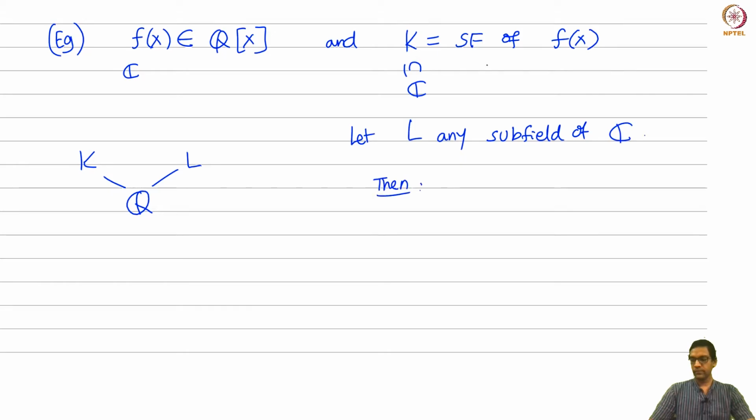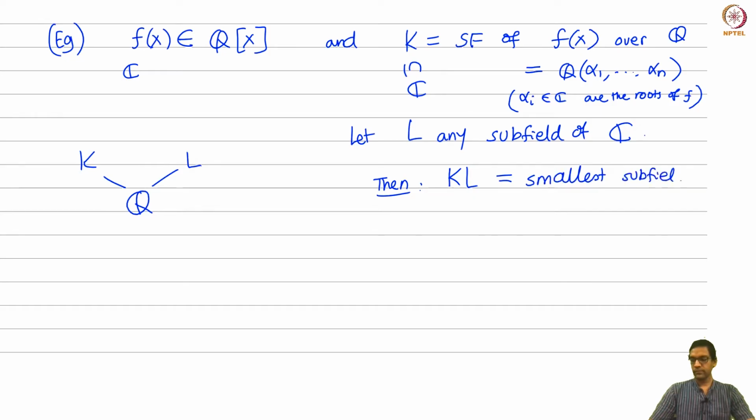Then the composite. What does it mean to say K is the splitting field of f(x)? It just means that K is obtained from Q by adjoining the roots of f. So the alpha i in the complex numbers are the roots of this polynomial f, and you adjoin them to Q to get this subfield K. The key word here is that it's a splitting field over Q. Now the composite KL is the smallest field which contains both K and L, right?